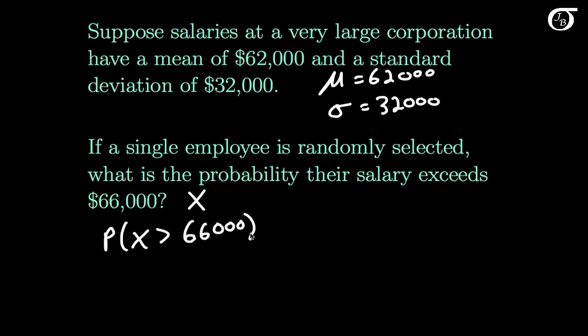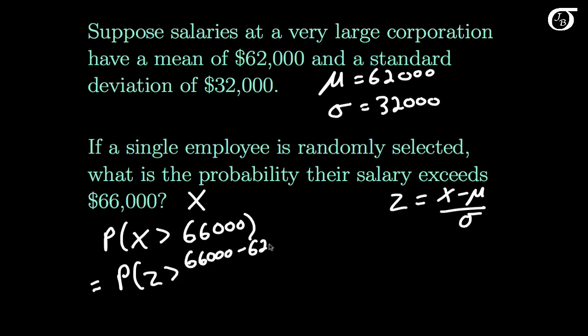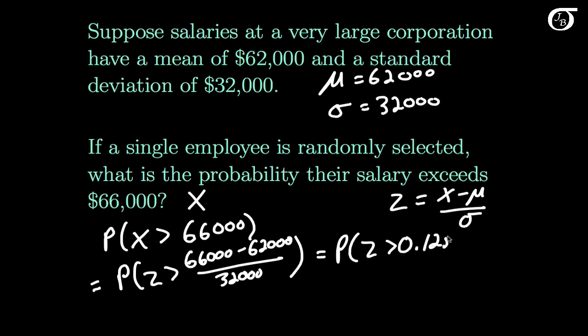Well, we've previously done some probability calculations and said that z is equal to x minus mu over sigma. So it might be tempting here to say that this is equal to the probability that z is greater than 66,000 minus 62,000 over 32,000. And this would be equal to the probability that z is greater than 0.125. We haven't done anything wrong to this point, but if we were to find this probability by looking it up for the standard normal distribution, that would be an error.